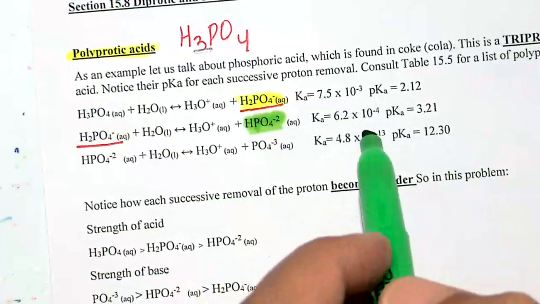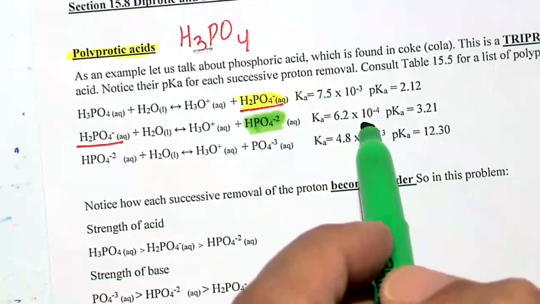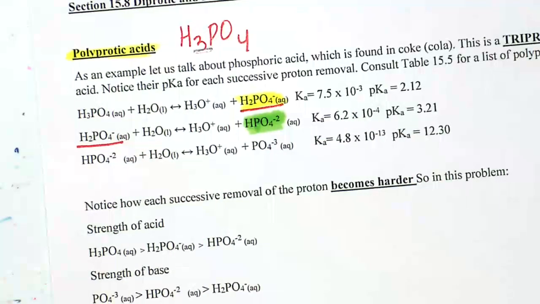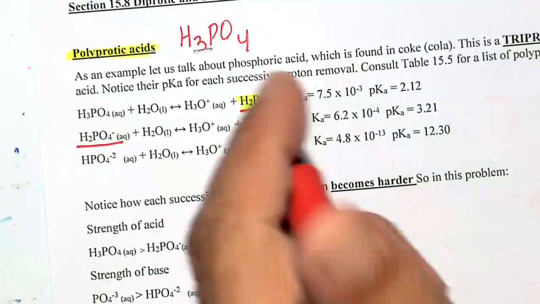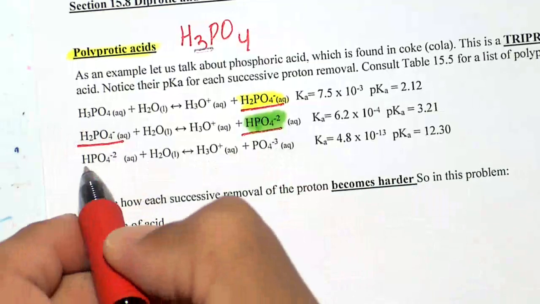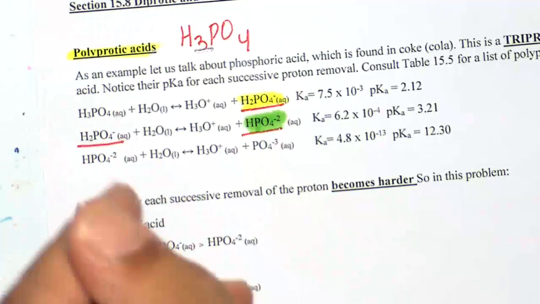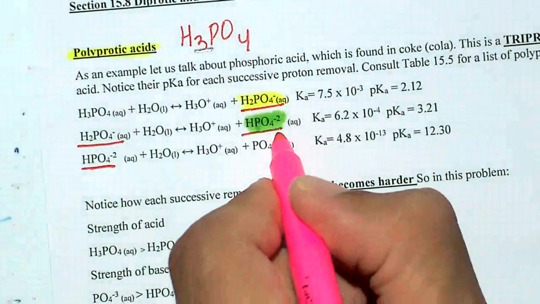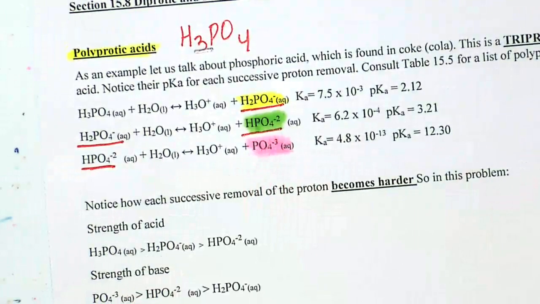This first proton goes off at 10 to the minus 3. This proton goes off 10 times lower, 10 to the minus 4. So the second proton is pretty weak. What about the third proton? Do you guys see this HPO4 minus 2? What can that do? It can give off its final proton right here. And when it does that, it gives you inorganic phosphate, PO4 minus 3. Inorganic phosphate, what we have in our cells.